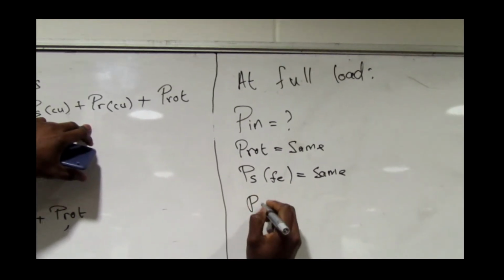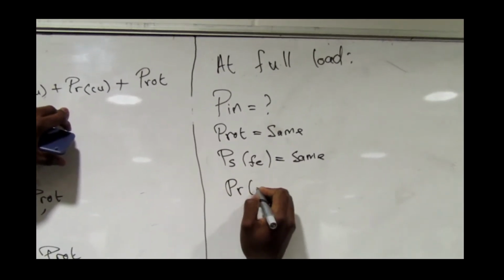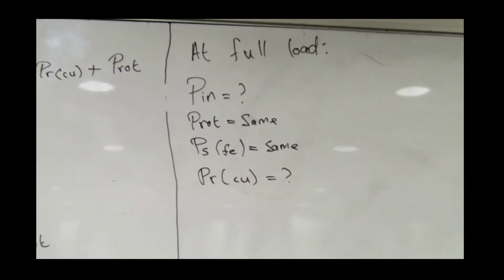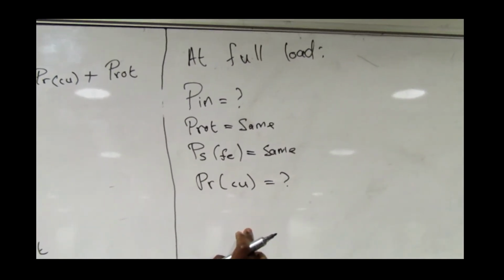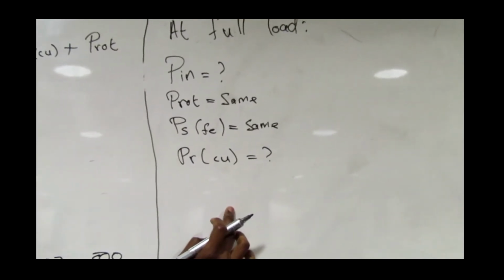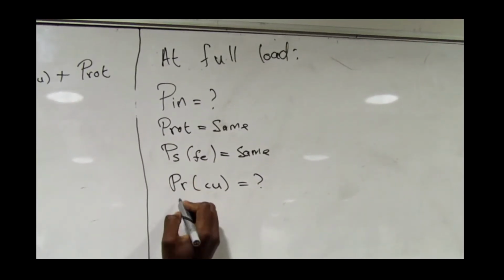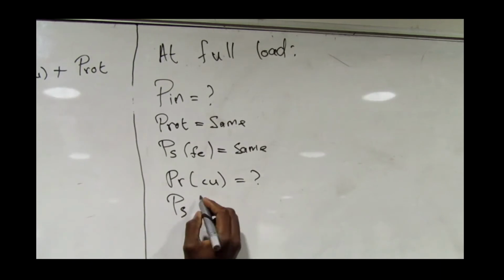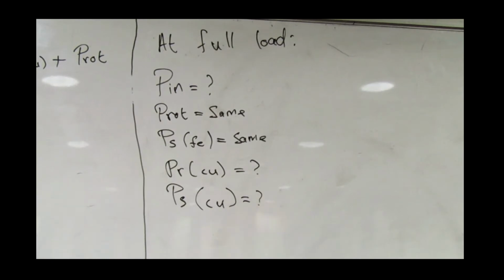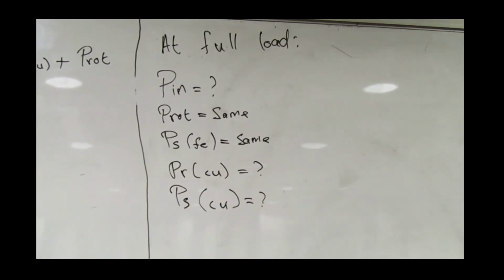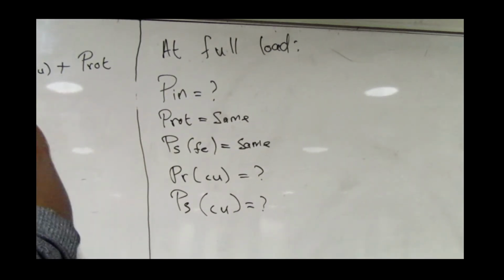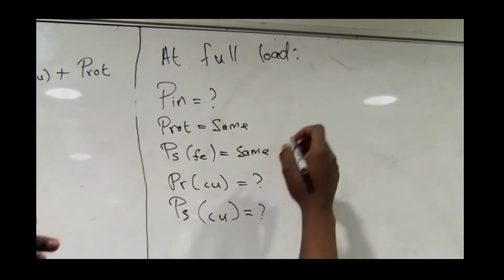We have to calculate PRCU, which are the rotor losses. We don't know them. What else do we have to calculate? Let's see. P out, we have this. We have to calculate the value of copper losses of a stator at full load. So let's just get right to it by first calculating P in before we can come back to this formula to substitute. Let us calculate our P in.